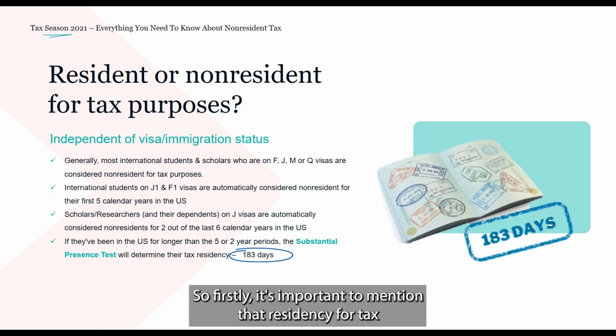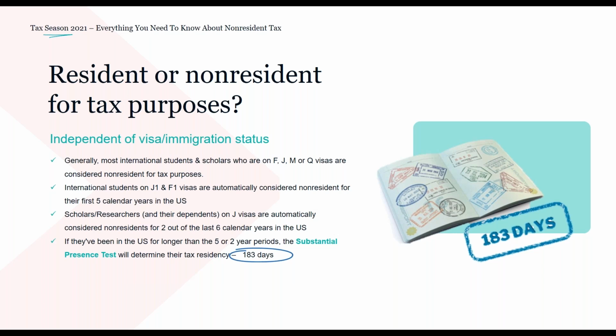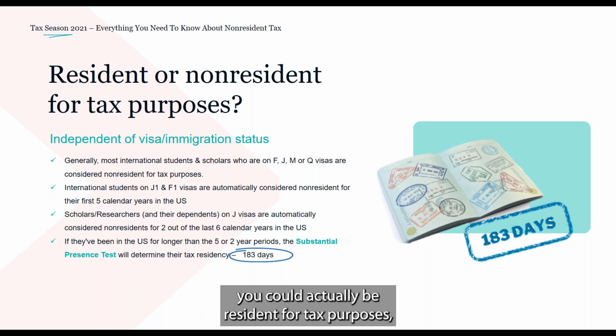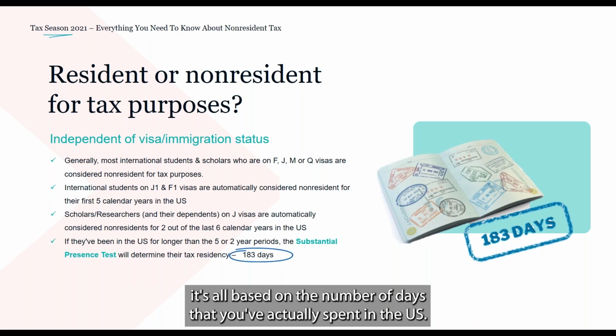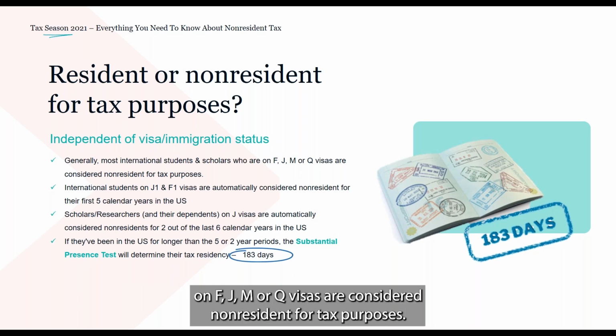Firstly, it's important to mention that residency for tax purposes is completely independent of your visa or immigration status. So although you may be non-resident on your immigration status, you could actually be resident for tax purposes. Because when it comes to resident versus non-resident for tax, it's all based on the number of days that you've actually spent in the US. Generally, most international students or scholars on F, J, M or Q visas are considered non-resident for tax purposes.